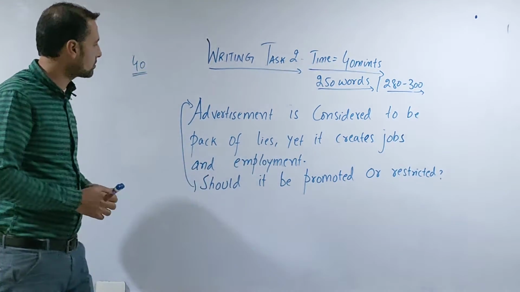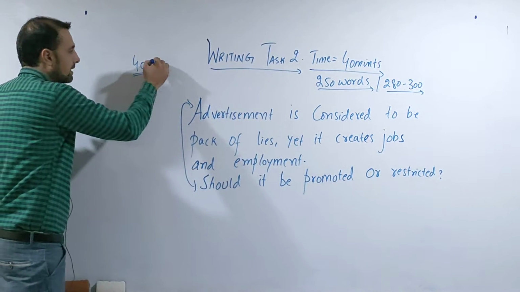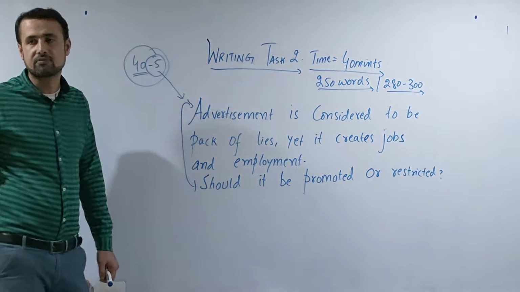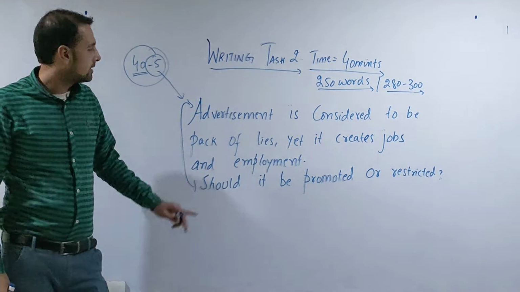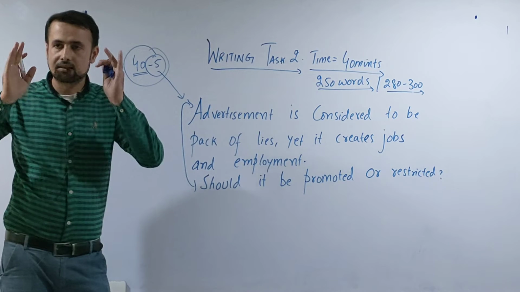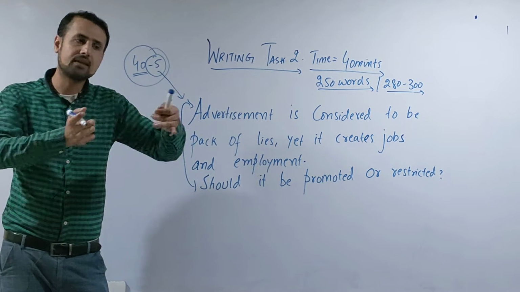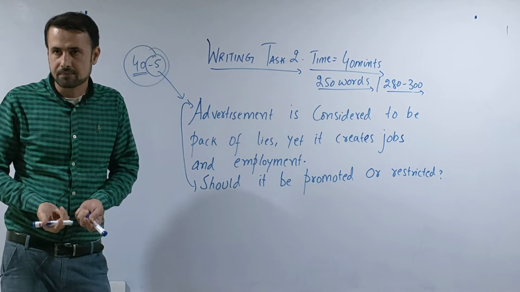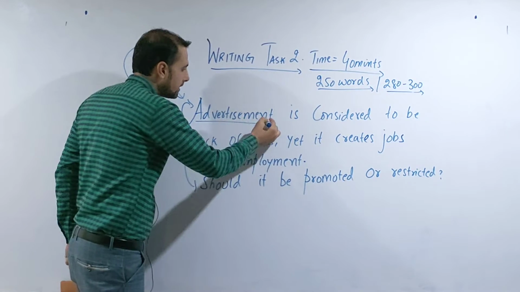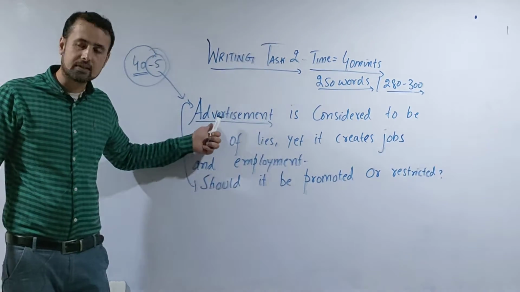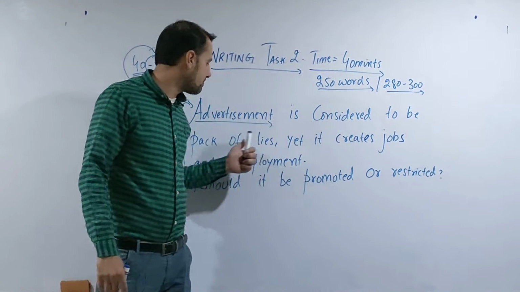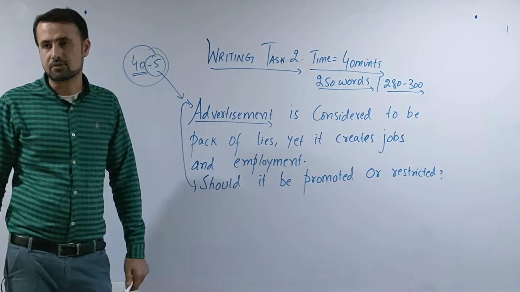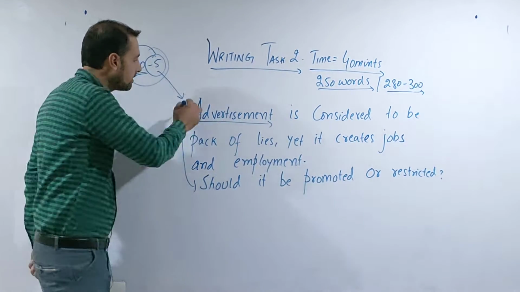If we talk about the structure of an essay, first it is 40 minutes, so what you need to do is take away 5. Why minus 5? Because in those 5 minutes, you need to plan what the topic is actually demanding from you. If here we look, advertisement, this is the key term, is considered to be a pack of lies, yet it creates jobs and employment. Now we have one keyword.